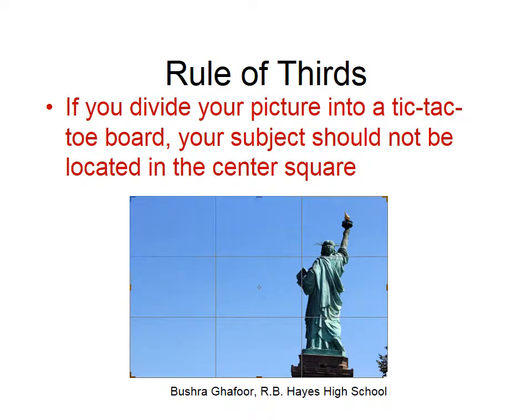The first rule we'll discuss is the rule of thirds. Some cell phones, I have an Android phone and mine does this, have a setting in the camera where it will provide a 9-box grid, like a tic-tac-toe board. The rule of thirds states that if you divide your picture into a tic-tac-toe board, the subject should not be located in the center square. It should be slightly off-center. So if you notice in this picture, the Statue of Liberty is in the right corner. What that does is make it slightly off-center. It adds a little bit of interest, and it makes it look more professional.